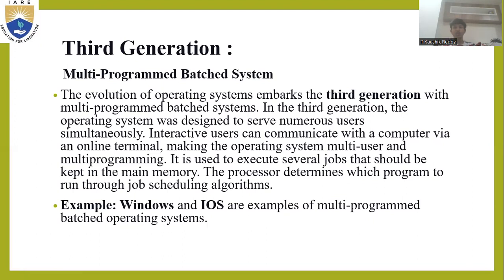It is used to execute several jobs that should be kept in the main memory. The processor determines which program to run through job scheduling algorithms. Example, Windows and iOS are examples of multi-programmed batch operating systems.